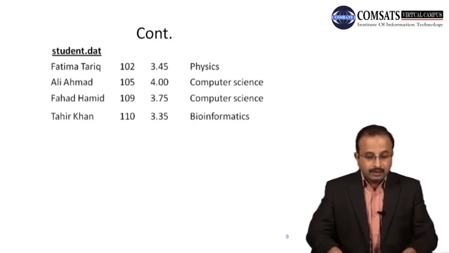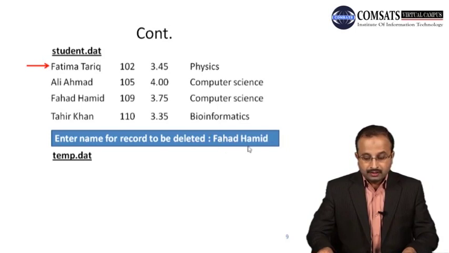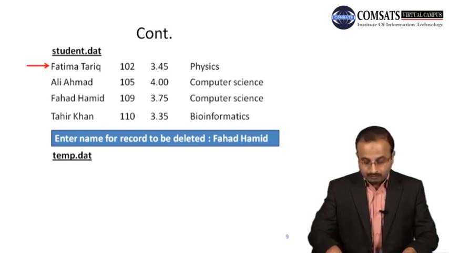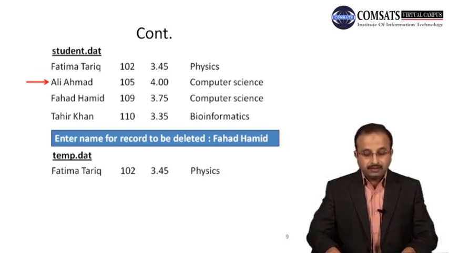This is a small demo of how we can delete a record. For example, the user enters the name Fahad Hamid. So we have a message, enter name for record to be deleted, and the user enters the name Fahad Hamid, which is the third record that we want to delete. So we create a temporary file, then we read the first record and compare the name of the first record with the name input by the user. Fatma Tariq is not equal to Fahad Hamid, so we write that record in the temporary file. Then we read the second record, the name is Ali Ahmed, which is not equal to Fahad Hamid, the name input by the user.